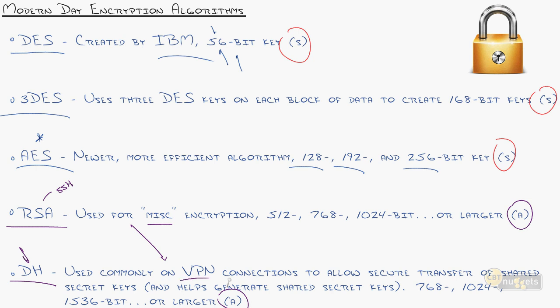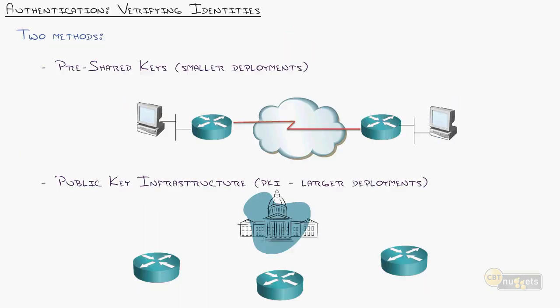Diffie-Hellman is used all the time on VPN connections. So these are the algorithms you'll see day in and day out. So encryption, put it in the bucket, close the lid, it's done. Let's now move into authentication. As in, how do you know the other side really is who they say they are?